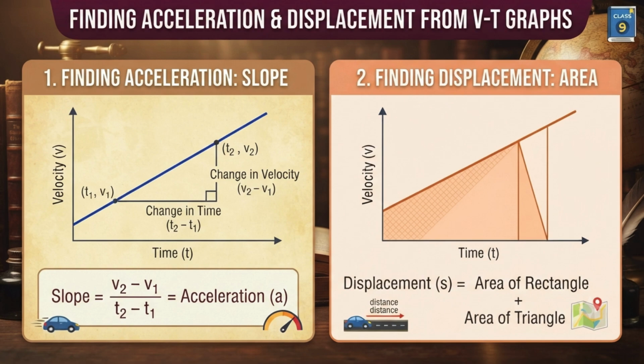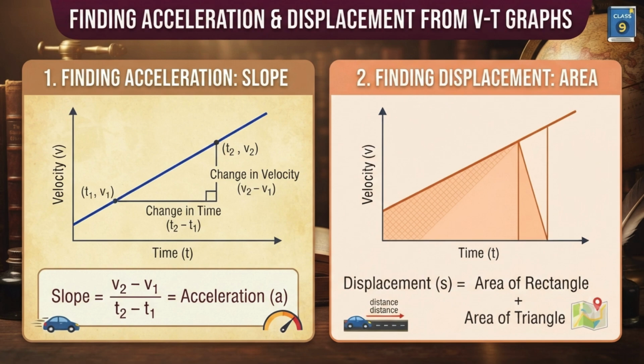First, finding acceleration using the slope. Do you remember what we learned from the position time graph? The slope of a position time graph gives us velocity. Similarly, in a velocity time graph, the slope tells us the acceleration. Think about it. The graph shows velocity on the y-axis and time on the x-axis. So, the slope simply means change in velocity divided by change in time, and that's exactly the formula for acceleration. Acceleration is equal to change in velocity divided by change in time.